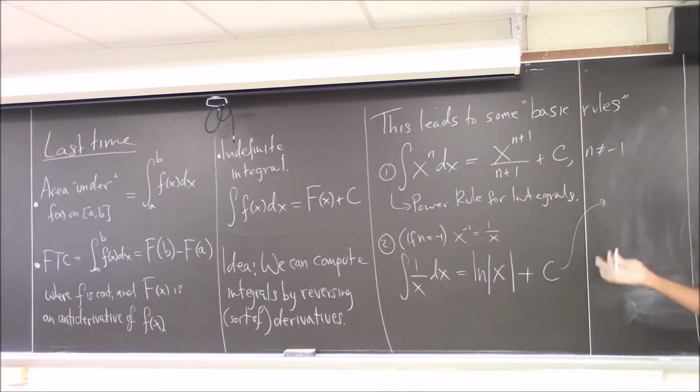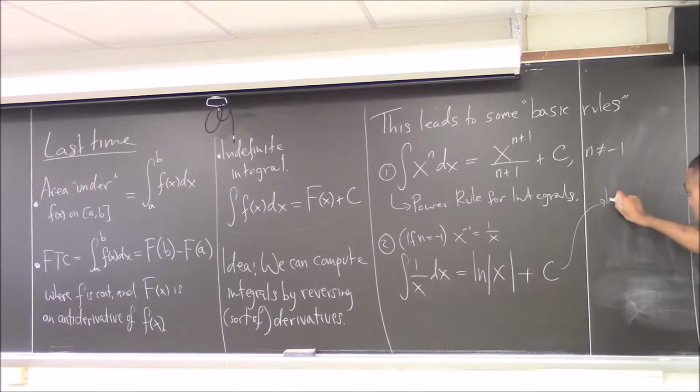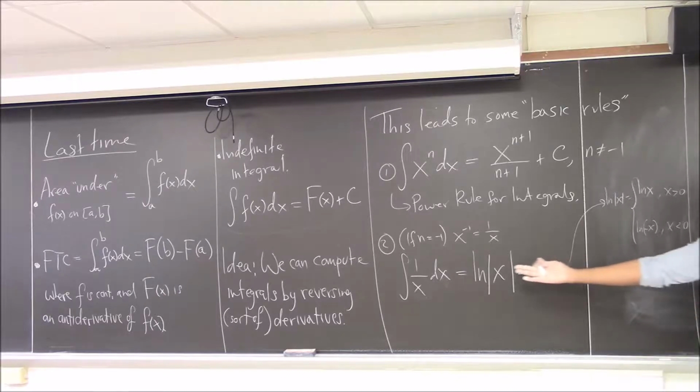To realize why this is true, you just have to remember what absolute value of x means. It does nothing if your x is already positive, so that's ln x. But the x is changed to negative if your x is negative. Obviously it's not defined at 0. The original is not defined at 0 either.